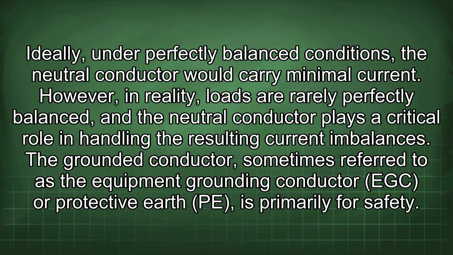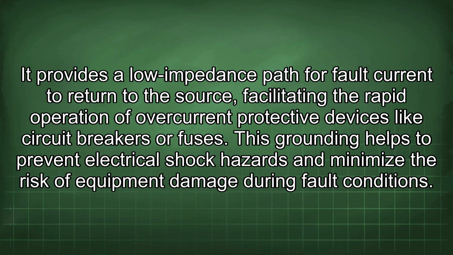current imbalances. The grounded conductor, sometimes referred to as the equipment grounding conductor (EGC) or protective earth (PE), is primarily for safety. It provides a low impedance path for fault current to return to the source, facilitating the rapid operation of overcurrent protective devices like circuit breakers or fuses. This grounding helps to prevent electrical shock hazards and minimize the risk of equipment damage during fault conditions.